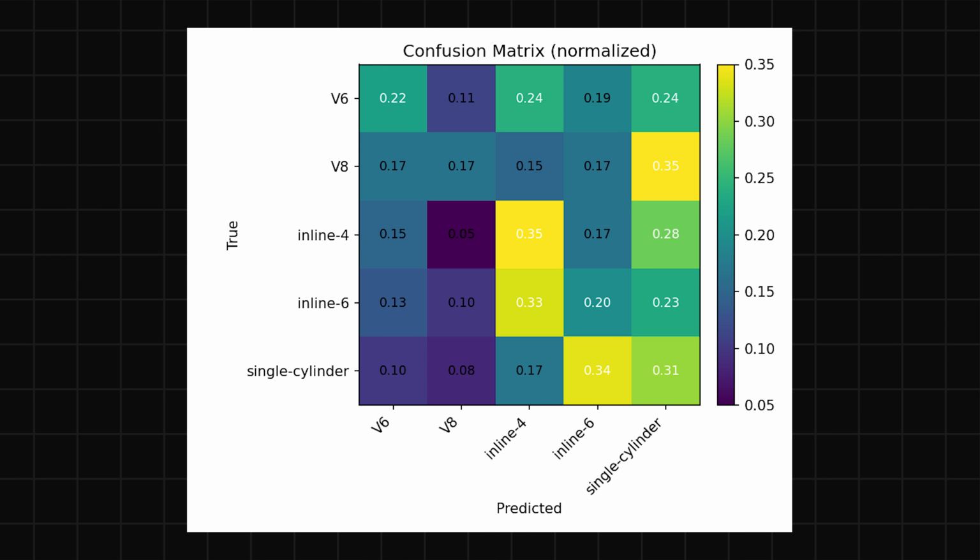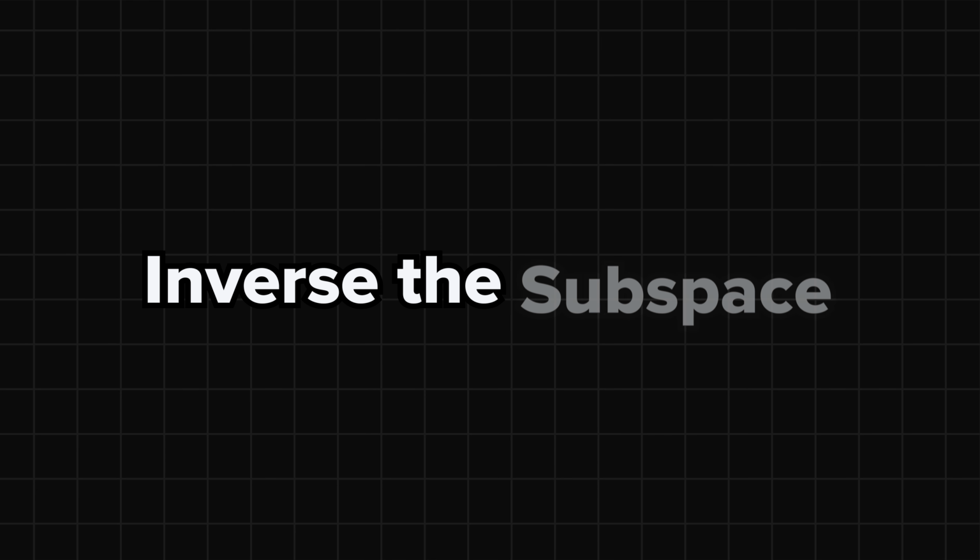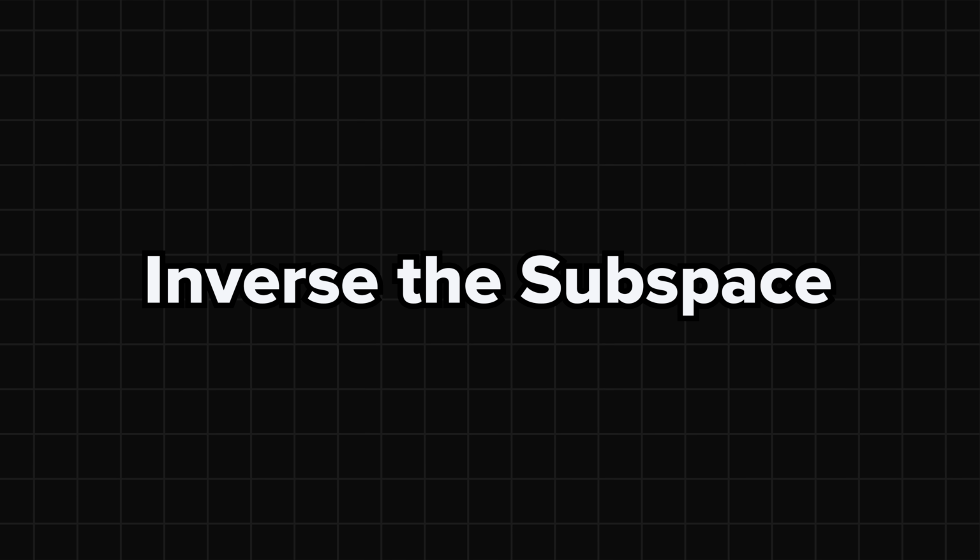Now, look at the key pattern here. Look at the confusion matrix. Most mix-ups happen exactly between the subspaces that were closest in our angle map, which is V8 and single cylinder. So the geometry predicts the mistakes that we see. But now, maybe you're wondering, what do these subspaces look like?